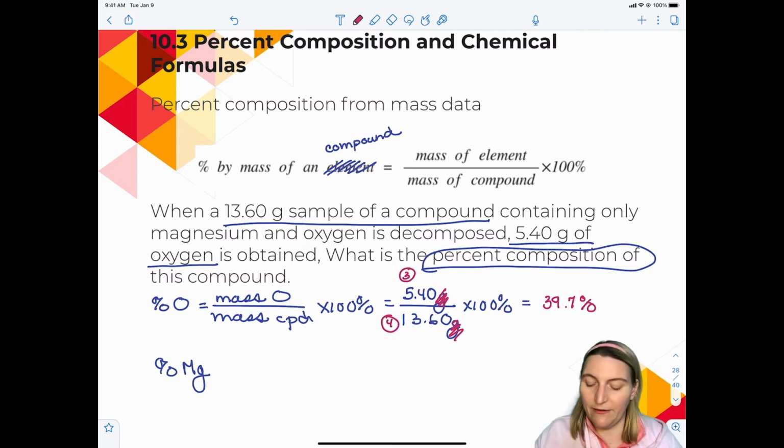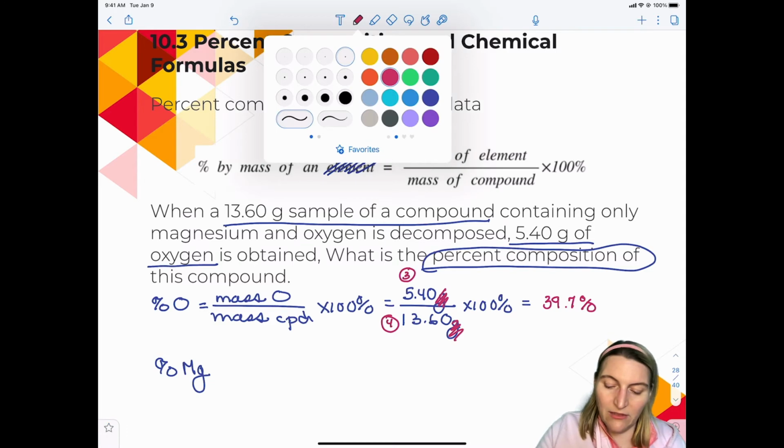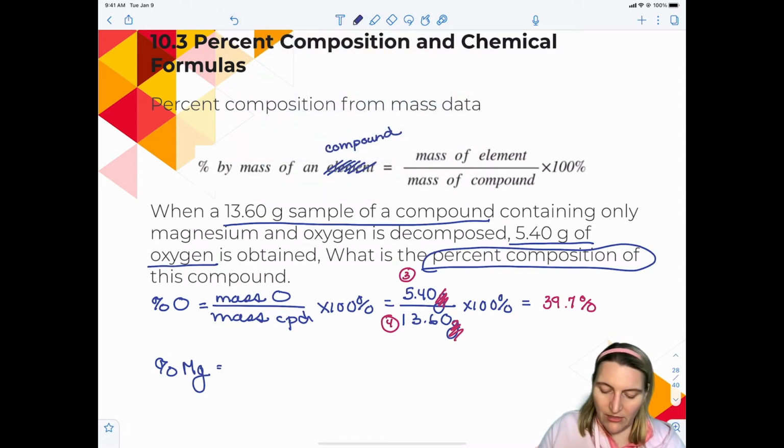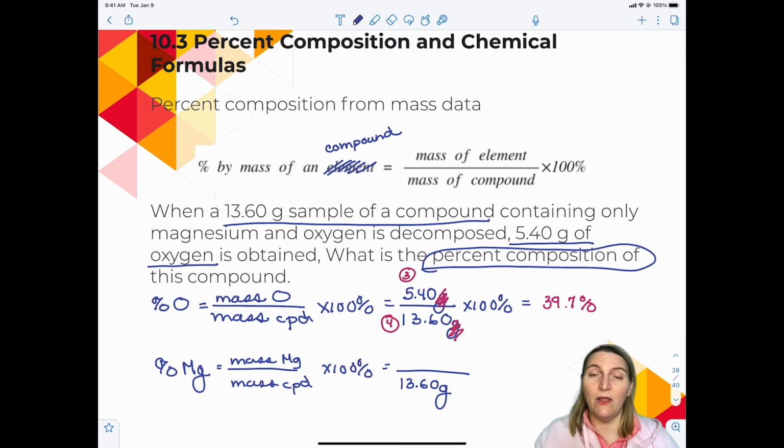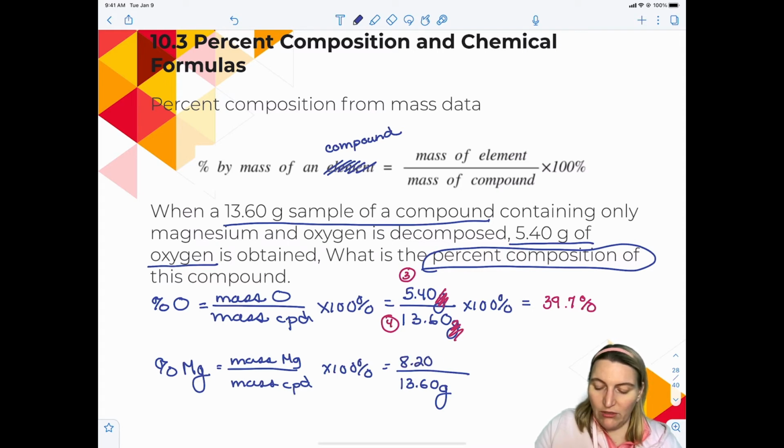They're definitely applying here. In the next problem, to find the percent magnesium, I'm going to need to know the mass of the magnesium and the mass of the compound. And of course, yes, I do know the mass of the compound. That is still the same, 13.60 grams. How do I find the mass of the magnesium? Well, I know the mass of the compound and I know the mass of the oxygen, and this problem tells me it only contains these 2 elements. So I just subtract those 2. And I get the mass of the magnesium to be 8.20 grams.